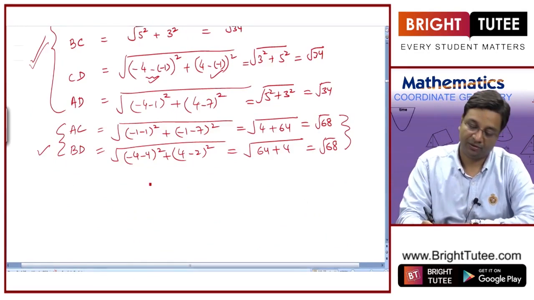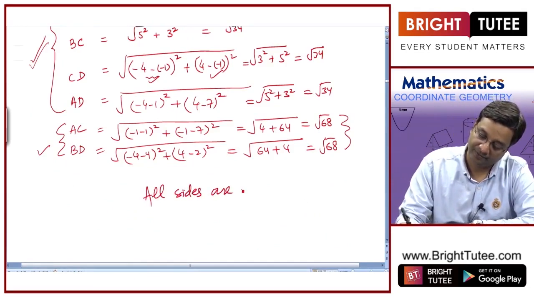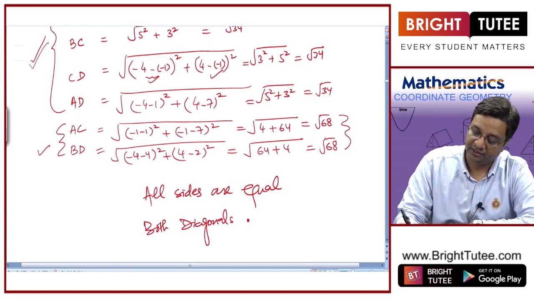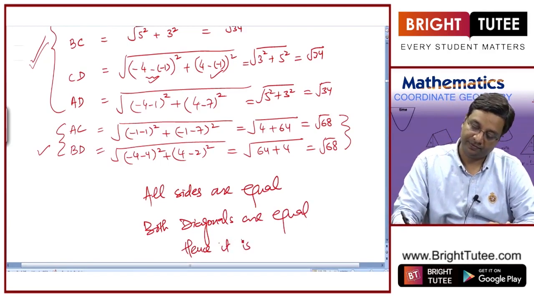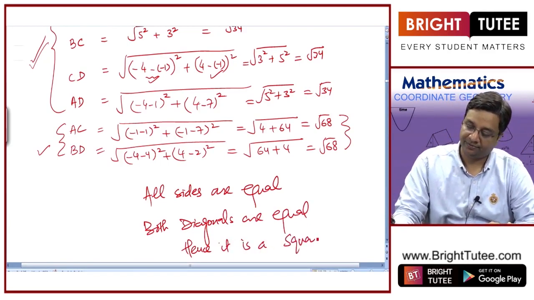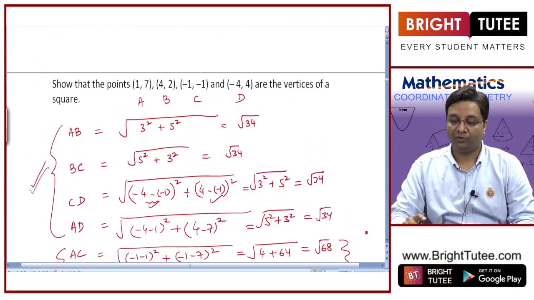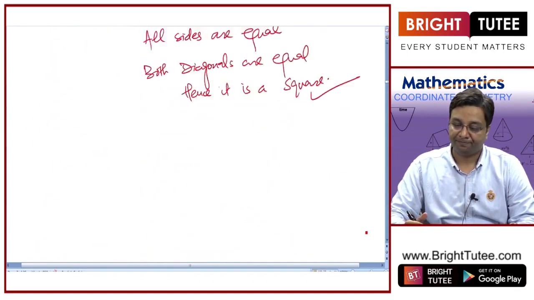So up till now we have proved that all sides are equal, both diagonals are equal. Diagonals are equal, hence it is a square, right? So this is the way you prove a particular quadrilateral as a square. Okay.